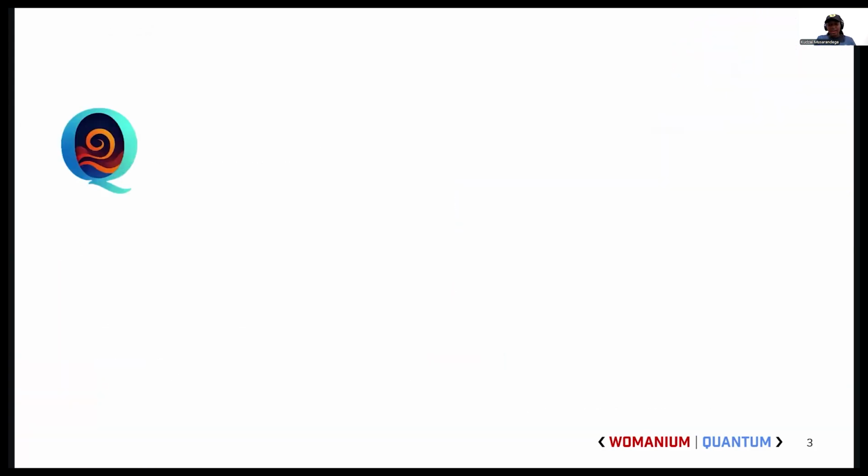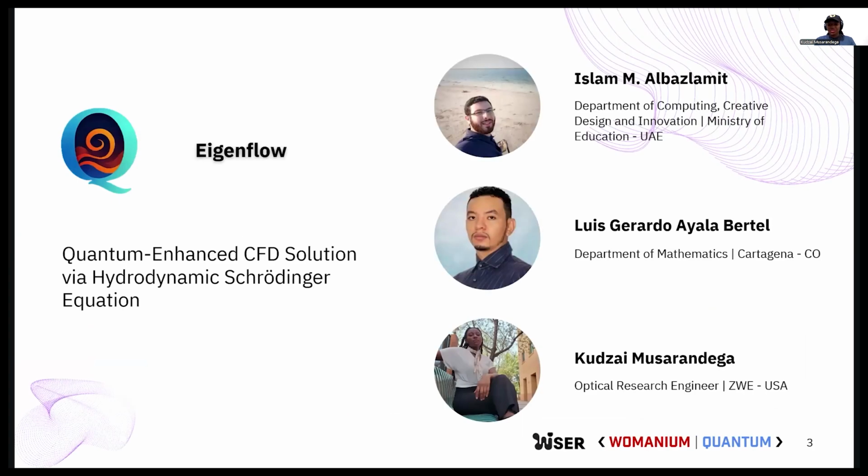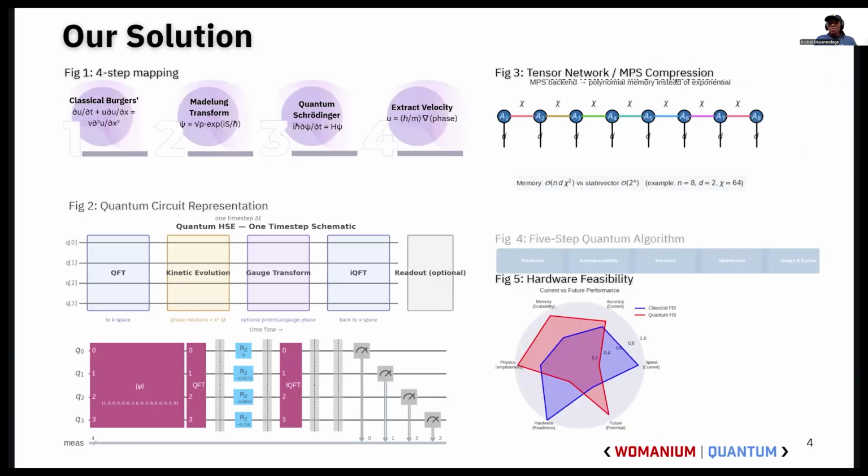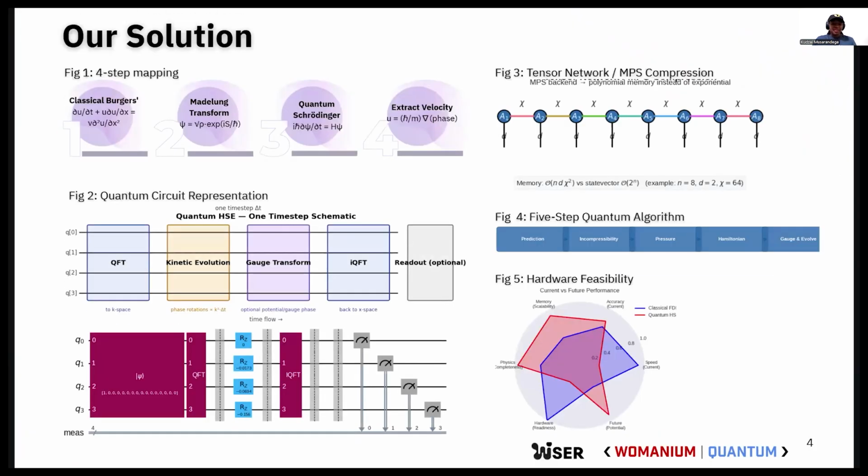Good morning, everyone. We're the physics, maths, and optics trio. The first one is Islam, Luis, and myself, Kudzai. And we took the HSC approach to answer this question. The core idea of our solution is a 4-step mapping. We start with Burgers' equation. We move to the Madelung transformation. We evolve psi with a Schrödinger-like HEC that captures diffusion via kinetic phases, and then extract velocity from the phase gradient. On the circuit, that's figure 2.